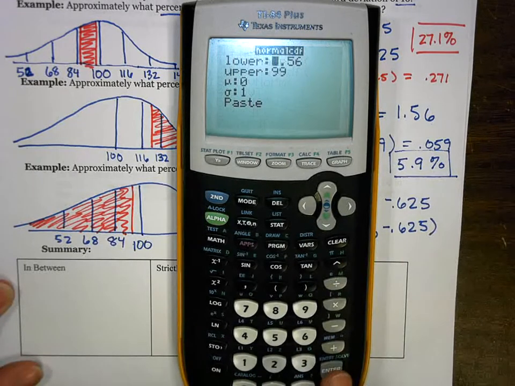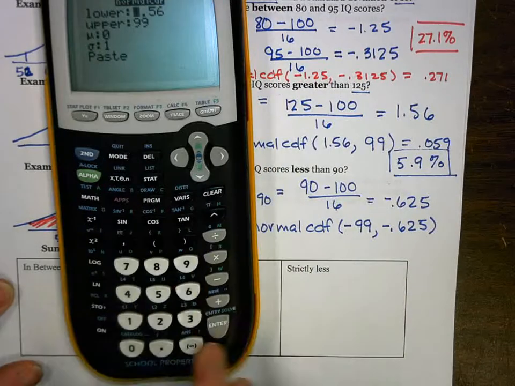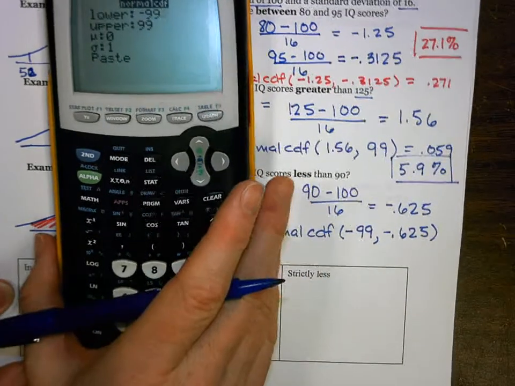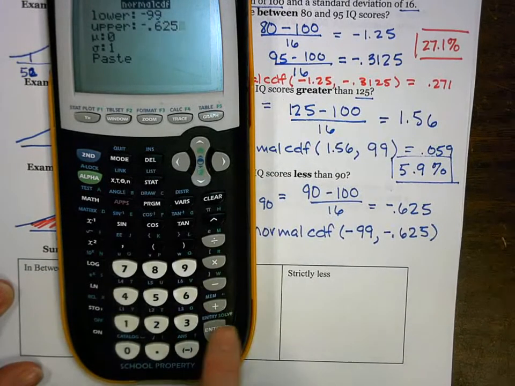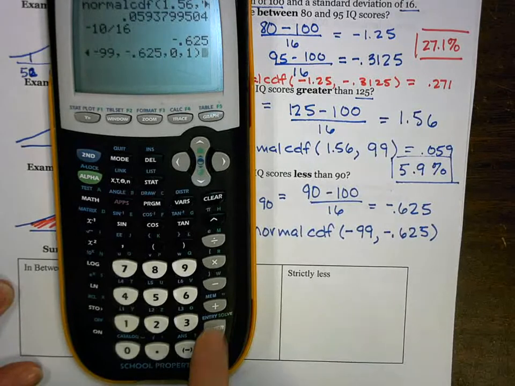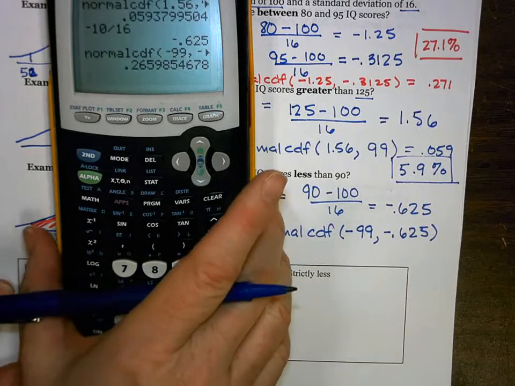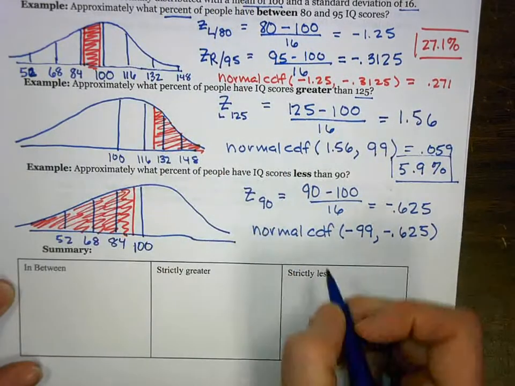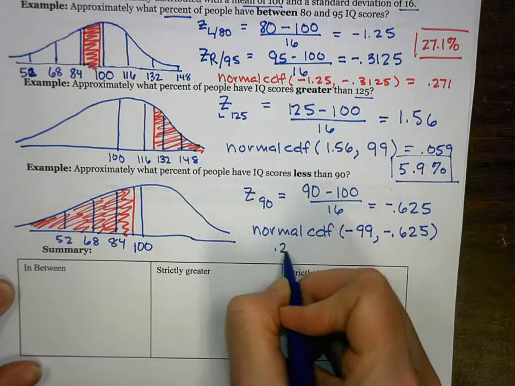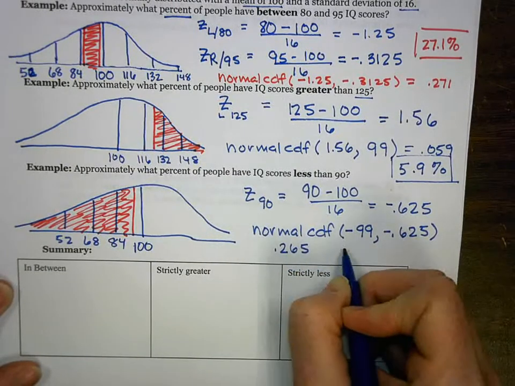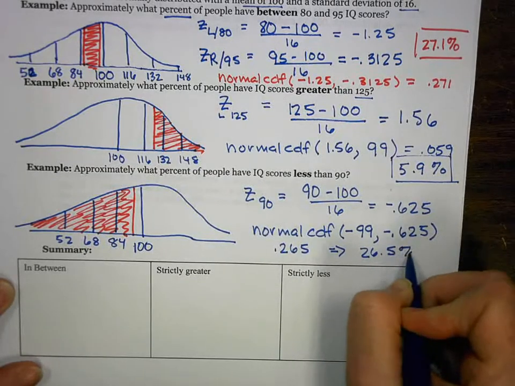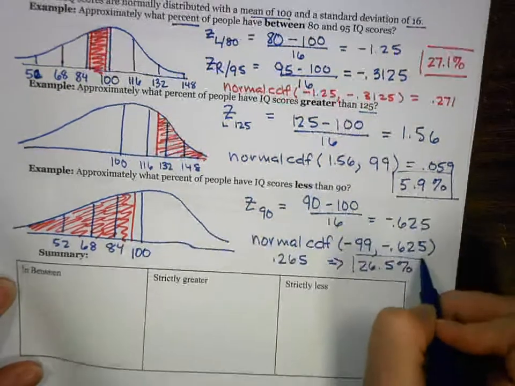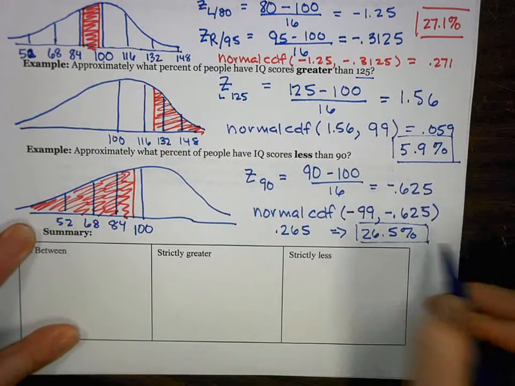Okay? Well, let's do that. Second, vars. We want negative 99, and then negative 0.625. Enter, enter, enter, enter, enter. We get 0.265, which is 26.5%. We could say 27 if you round up. That's fine.